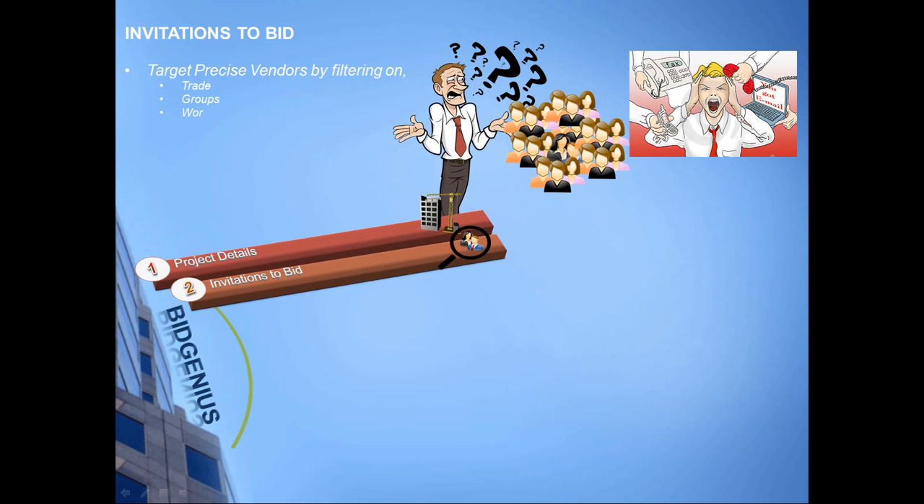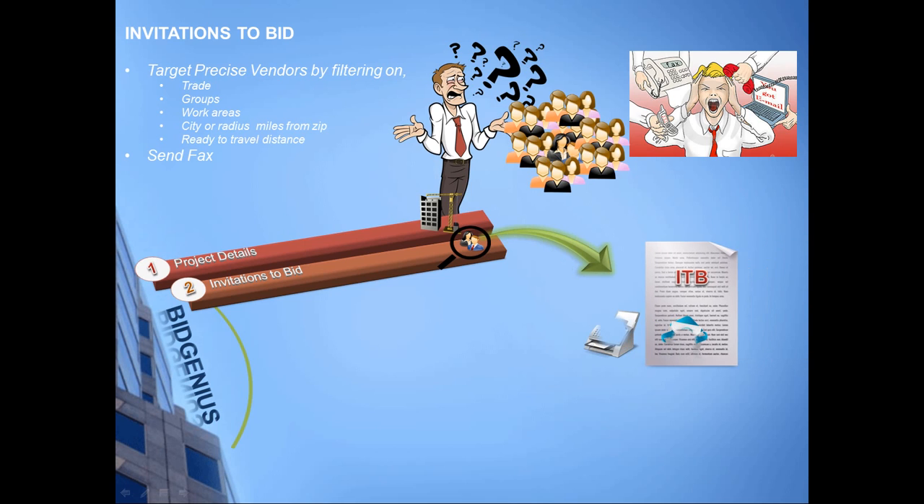Filter vendors by trade, groups that they belong to, geographic areas they are ready to work in, and city where they are located. You can also filter vendors within a specified radius from a zip code or vendors who would be ready to travel to the job site. The powerful and effective filtering system helps you identify and target the right set of vendors for a job by sending them invitations to bid by both fax and email.